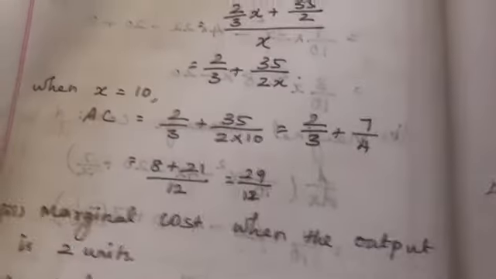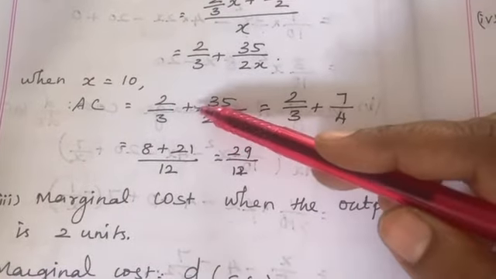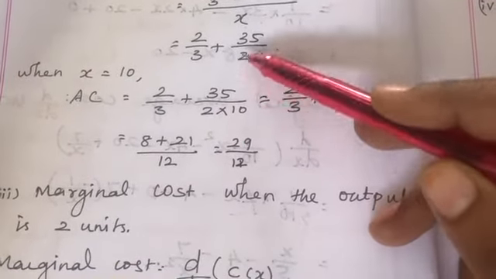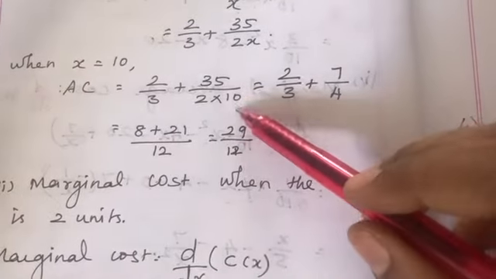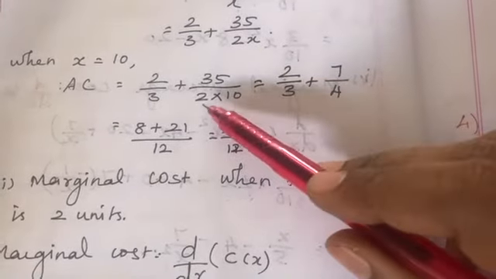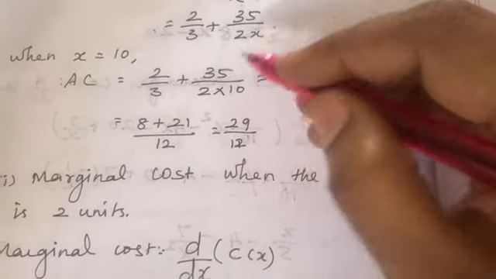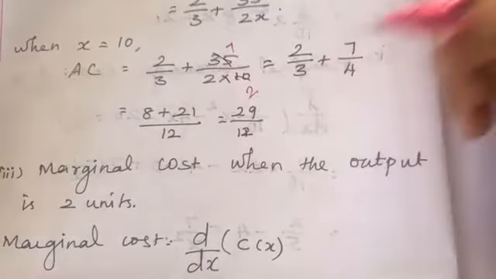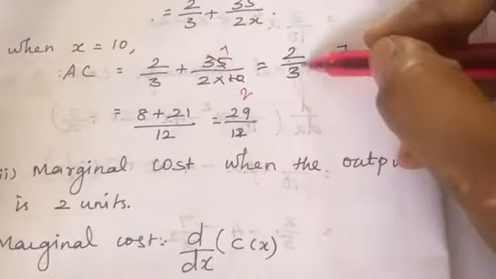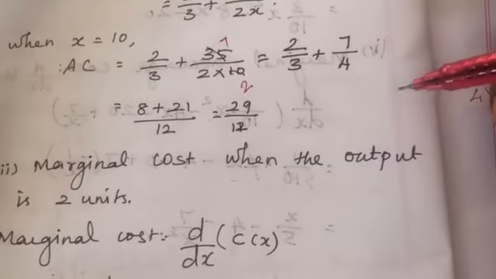So, when x is equal to 10, it is 2 by 3 plus 35 divided by 2 into 10. 2 into 10 is 20. So, 35 divided by 2 into 10. But we can simplify 35 and 10. So, 7 5s are 35, 2 5s are 10. So, 2 by 3 plus 7 divided by 2 2s are 4, 7 by 4.